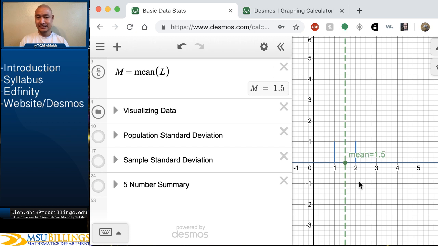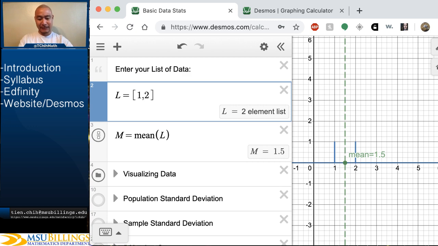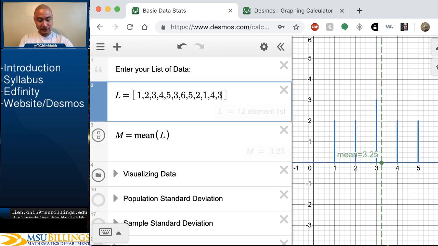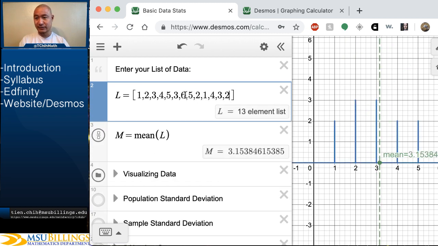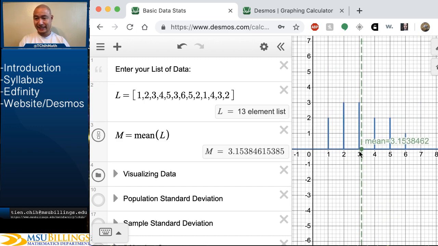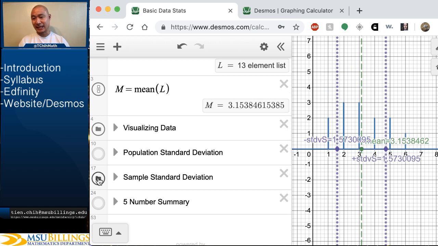But to kind of get a sense of what's happening with the population and sample standard deviations, let's go ahead and throw in a bunch more numbers. Let's say 3, 4, 5, 3, 6, 5, 1, 2, 1, 4, 3, 2. Okay, so there we go. We have a bunch of data points, with our mean here just above 3. And so what we imagine with the sample standard deviation is that it's sort of a width within which a bunch of our data falls.